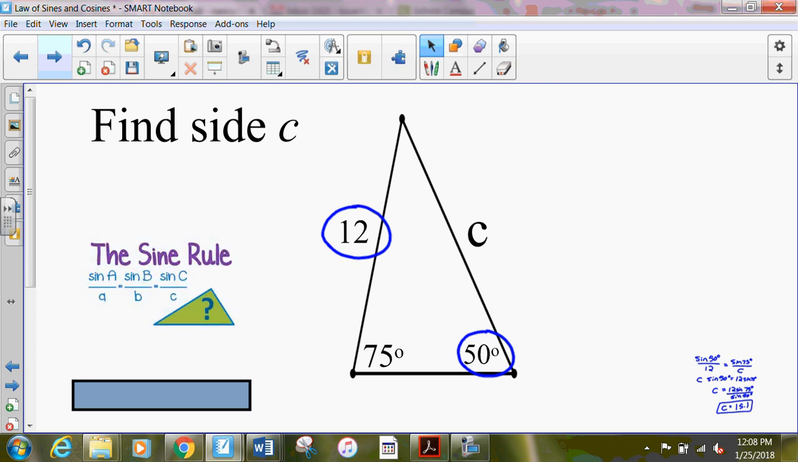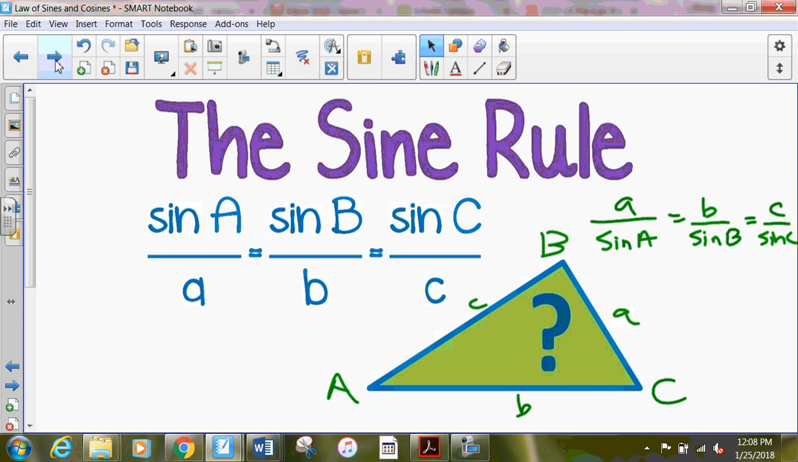So here it says the sine rule. Let's scoot to the next thing real quickly. So the sine rule, same thing as the law of sines, says that the ratio of sine of angle A over side a is the same as the ratio of sine of angle B over side b. So we're looking at this triangle right here.